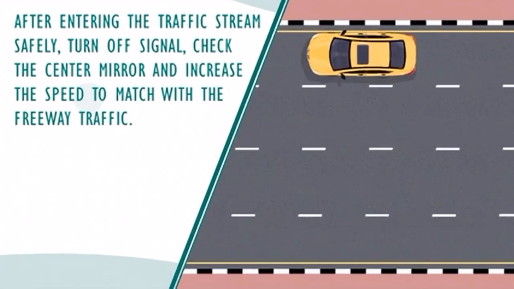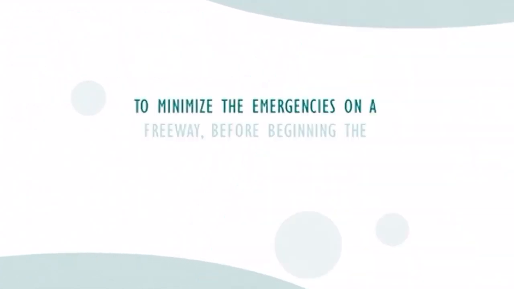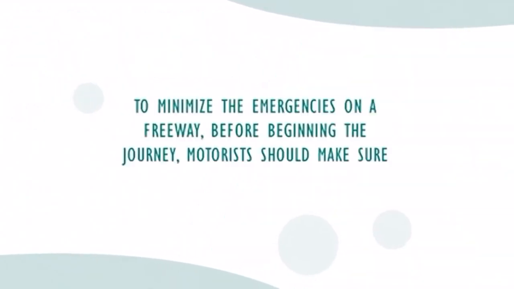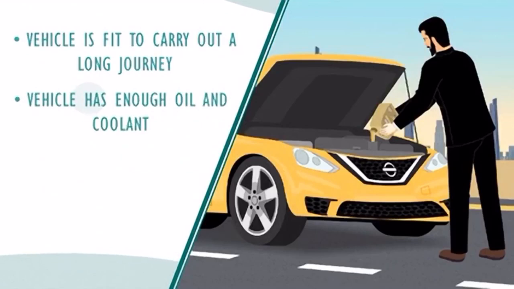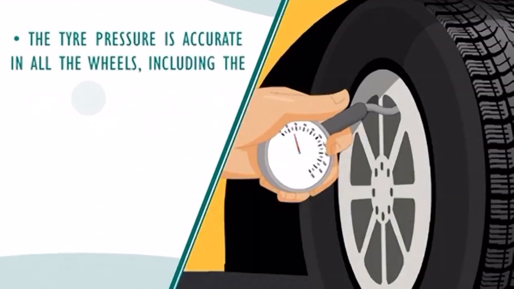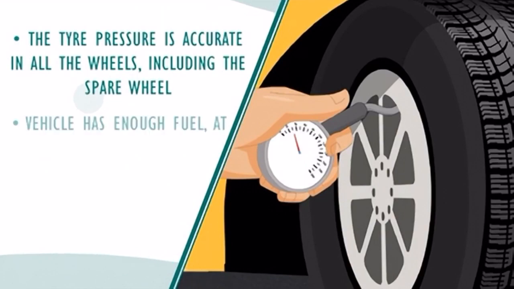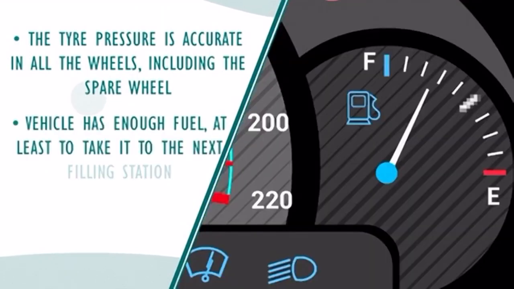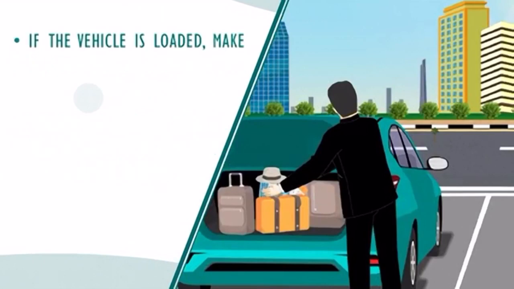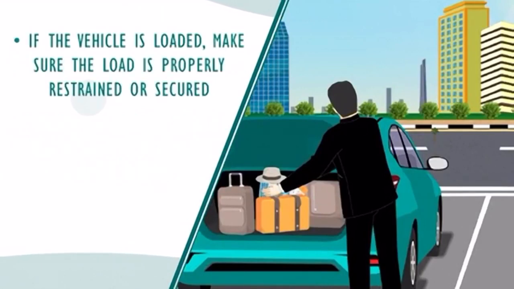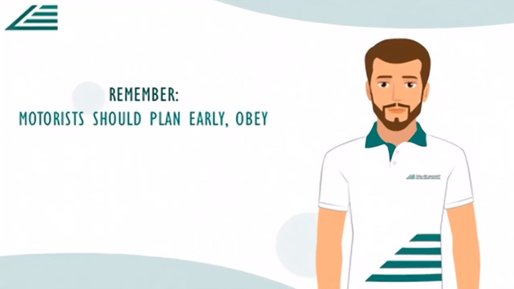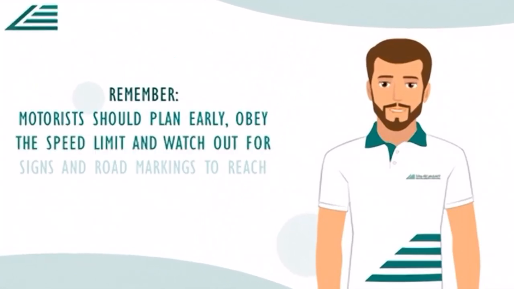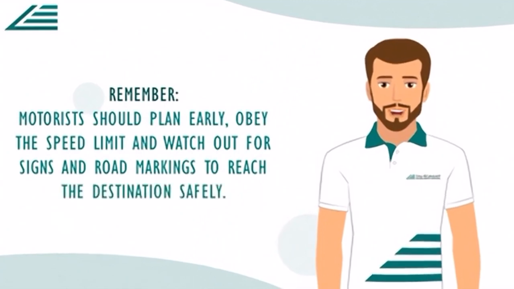To minimize the emergencies on a freeway, before beginning the journey, motorists should make sure that the vehicle is fit to carry out a long journey. The vehicle has enough oil and coolant. The tire pressure is accurate in all the wheels, including the spare wheel. The vehicle has enough fuel, at least to take it to the next filling station. If the vehicle is loaded, make sure the load is properly restrained or secured. Remember, motorists should plan early, obey the speed limit, and watch out for signs and road markings to reach the destination safely.